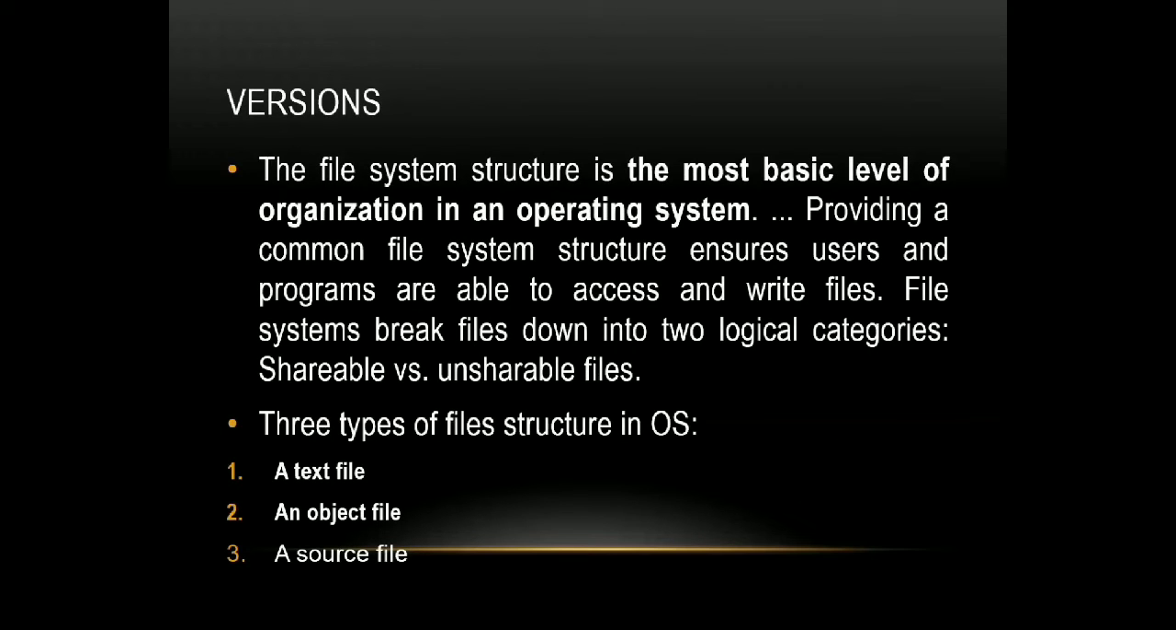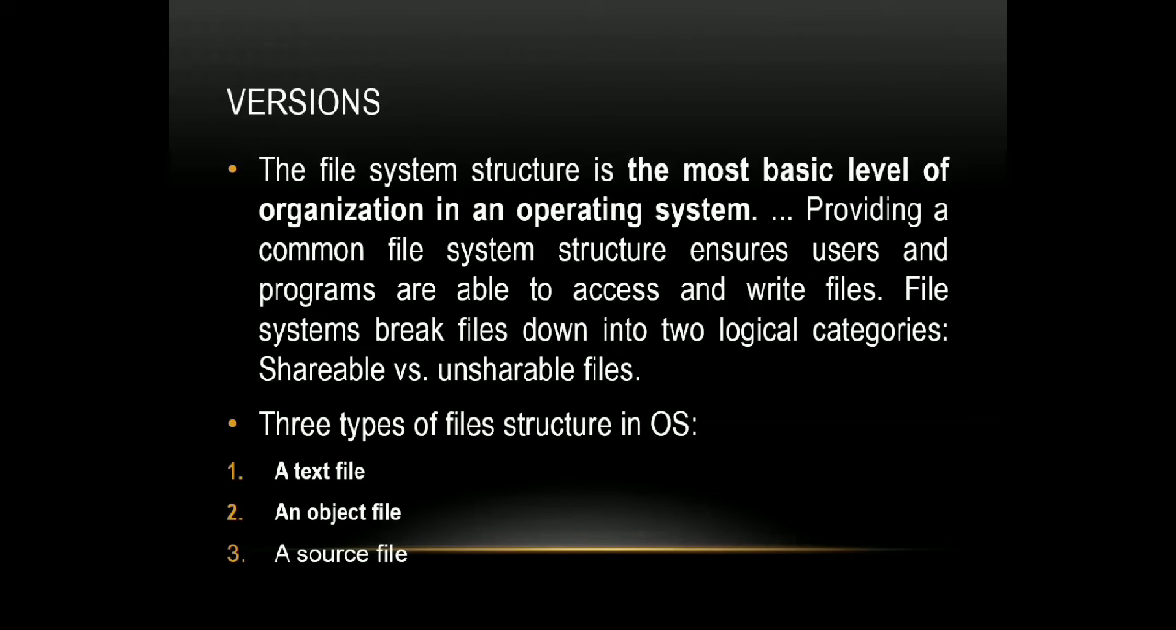The file system structure is the most basic level of organization in an operating system. Providing a common file system structure ensures users and programs are able to access and write files. File systems break files down into two logical categories, shareable versus unshareable. There are three types of file structure in OS: a text file, an object file, and a source file.